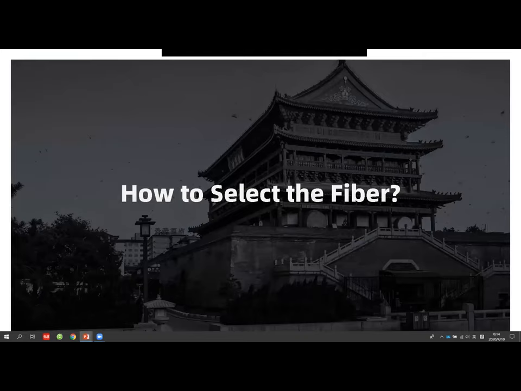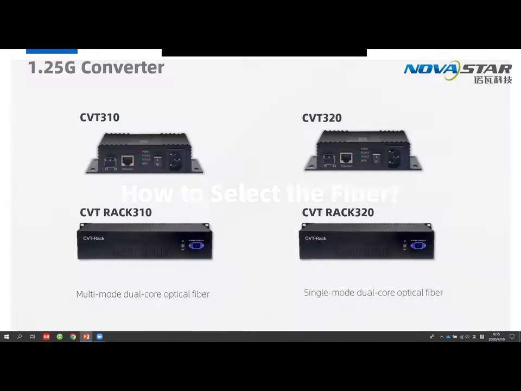We have introduced all the ways to choose the fiber converter. But do you know how to select the fiber according to your solution? Here, we just mentioned the CVT 310, 320 and CVT ROX 310, 320. The transmission speed is 1.25 gigabits per second.